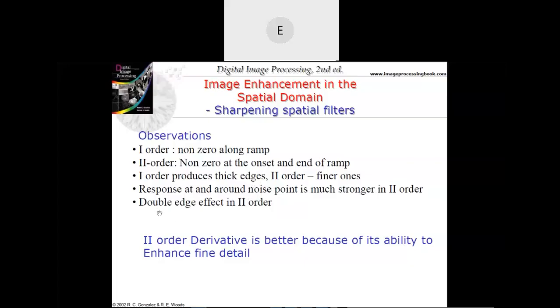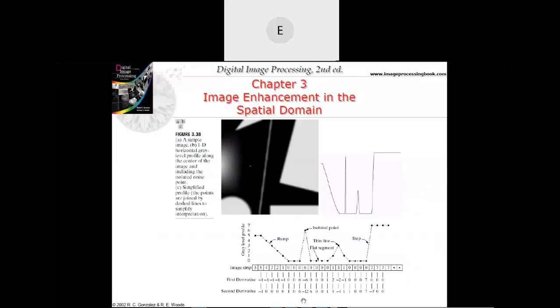And there is also what is known as a double edge effect in second order. This is the double edge effect. I think I have already explained what it means. For example, look at this: here the value is going from 0 to 7 and 7 to 0, whereas here it is going from 0 to 7, 7 to minus 7. So there is a positive value, there is a negative value. This effect is called the double edge effect.